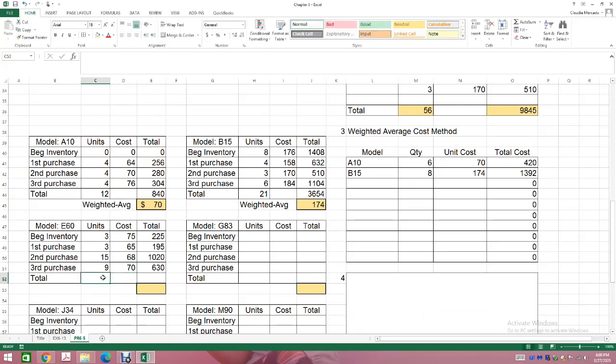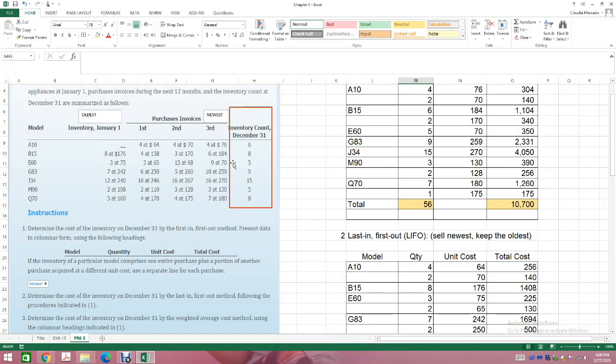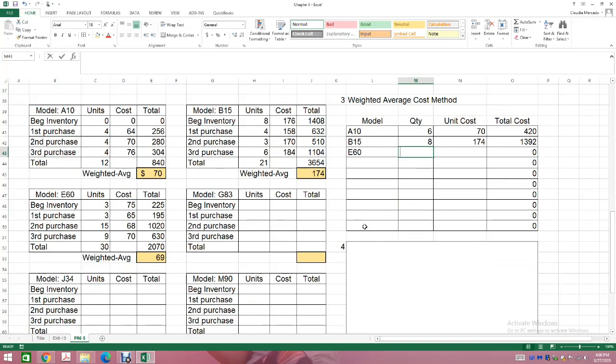And then we add together all of your units for that particular model. I've got 30 units and my cost is, we add them together, 2070. To get your weighted average cost, we are going to get the 2070 divided by my 30 units, and that's going to give you $69. So, model E60. How many units did we have? We had 5 remaining. And then we calculated the weighted average cost of $69. So 5 times 69 will give you $345.